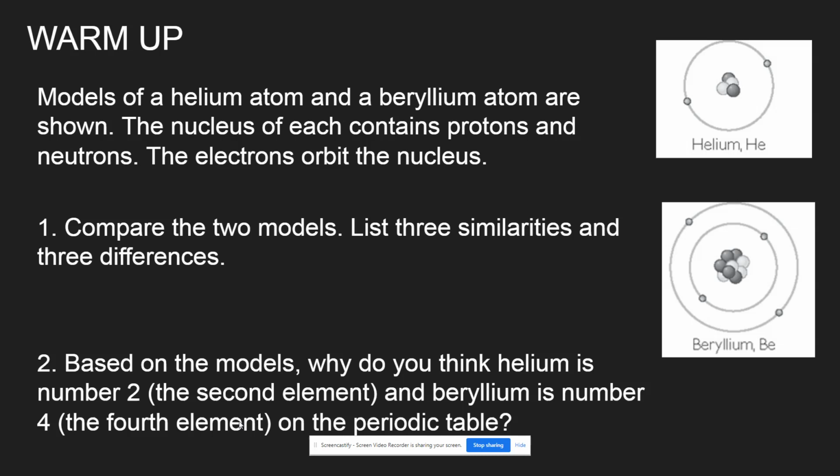Okay, so number 2. Based on the models, why do you think helium is number 2 and beryllium is number 4 on the periodic table? So take a look at them on the periodic table. Pause this. Okay, so the 2 and the 4 actually correspond to the number of protons and electrons. Look at the model of helium. You have 2 electrons on the outside. Everything that we're dealing with right now is considered neutral. So we have 2 electrons on the outside, and you also have 2 protons on the inside.